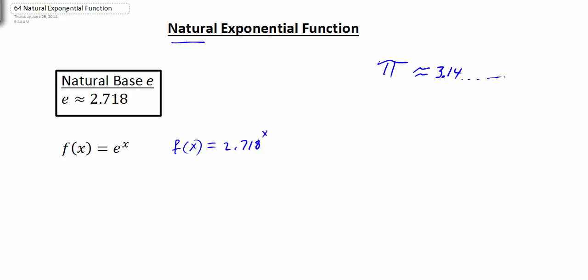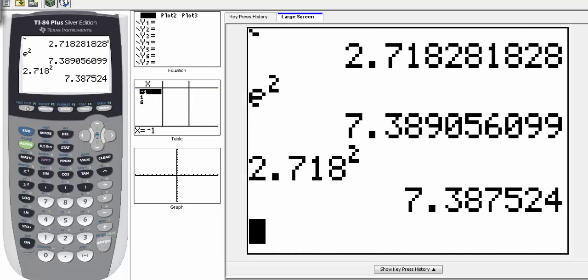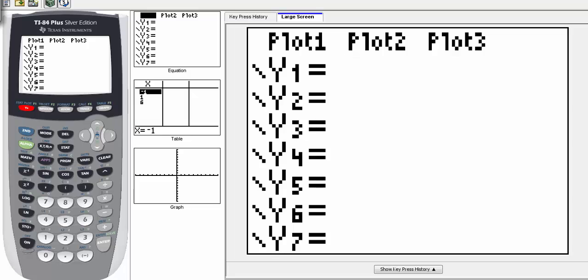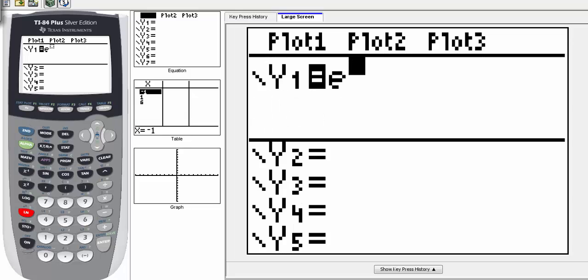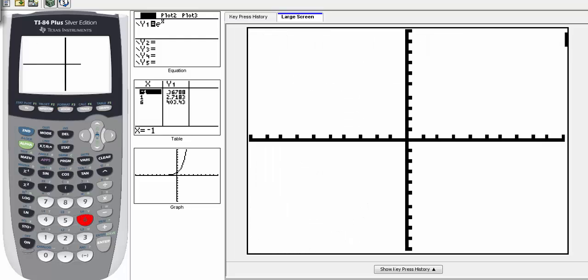Okay, now if we look at the graph of this function, we can actually go to the calculator and do that. If we go to y equals, we could type second e. Now remember, we want to raise this to the x power, so that's e to the x. And if I go to zoom standard, notice here our graph certainly does look like f of x equals 2 to the x, because remember, this is 2.7 approximately.